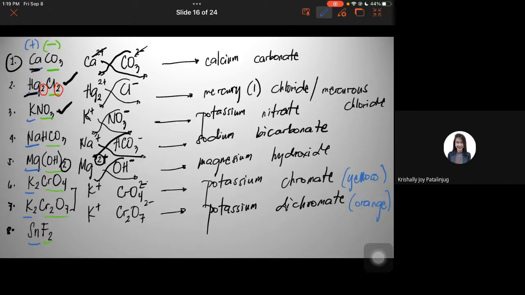Kindly take note also of the ion form. I believe you are somehow familiar already with their ions. I told you to memorize the ions, the ionic formulas.